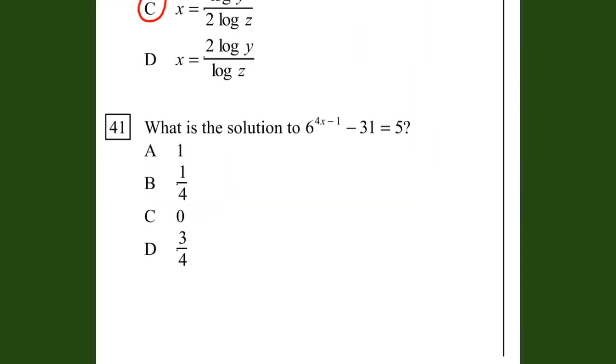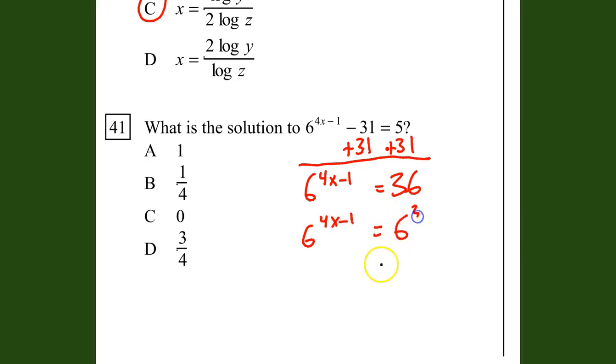And one more exponential problem. So let's get the base and exponent by itself, number 31. So 6 to the 4x minus 1 equals 36. Okay, well that makes it a lot easier because I can rewrite 36 in base 6. So that's going to be 6 to the second. So since the bases are equal, so are the exponents. So 4x minus 1 does equal 2. It means 4x equals 3. I'm going to add 1 to both sides, which means x equals 3/4 when you divide both sides by 4. So D.